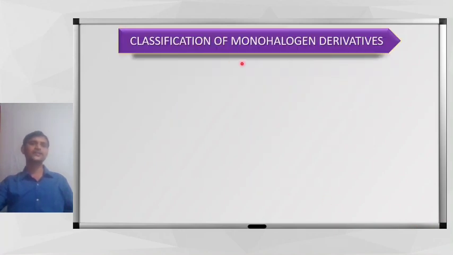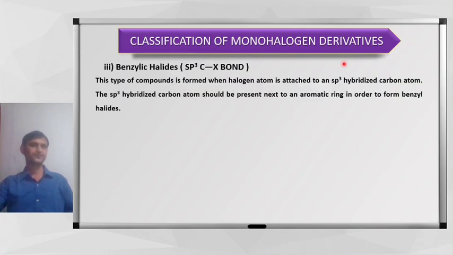Now see the classification of monohalogen derivatives: benzylic halides. This is the sp3 carbon with an X bond, meaning a benzylic system, that is, an aromatic system. Here the halogen atom is attached to an sp3 hybridized carbon atom which is present next to the aromatic ring or benzene ring.